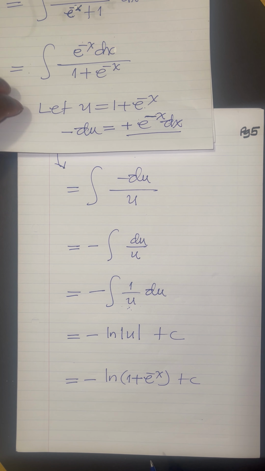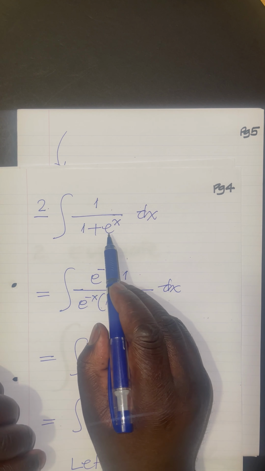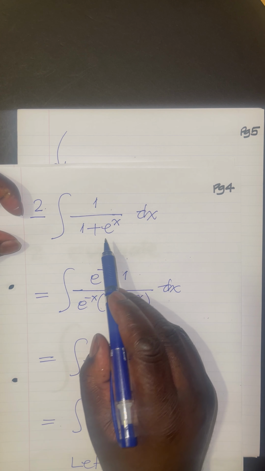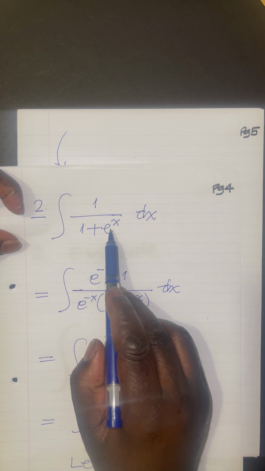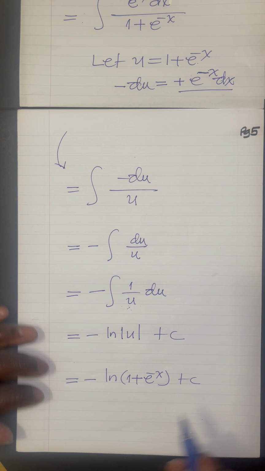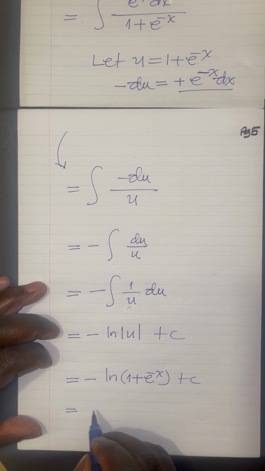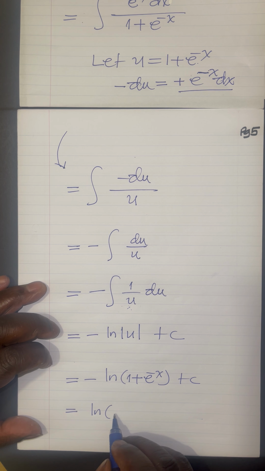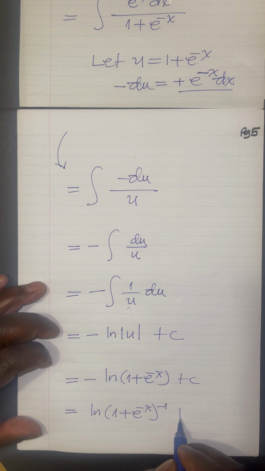If you want to respect the order or format in which e to the power x has been presented in the question, this is 1 plus e to the power x. If you want to keep e power x as positive, this minus must go up. So this is going to be natural log of, check this out, 1 plus e to the minus x, all to the power minus 1, plus c.